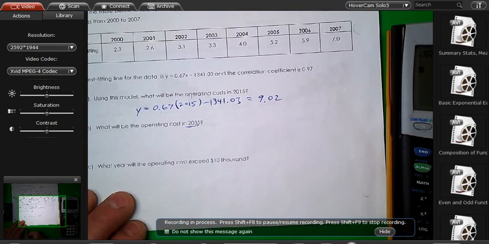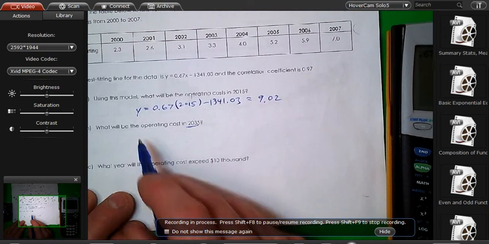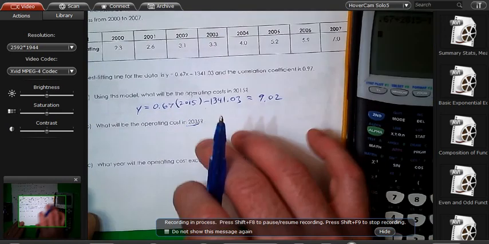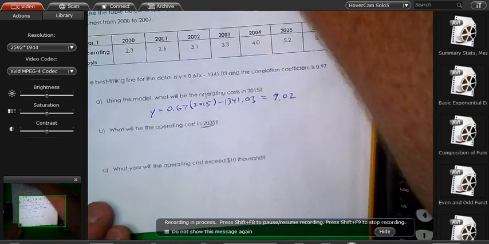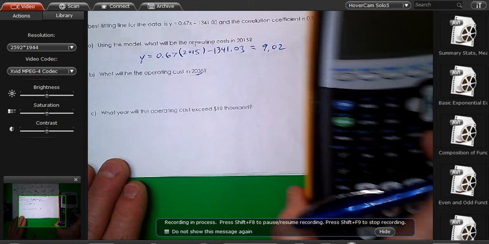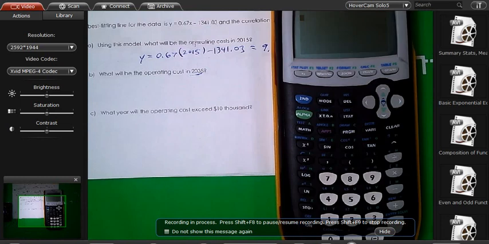And then we're going to skip that and we're going to go to Part C. Because Part C is done a little bit differently. It says, what year will the operating cost exceed $10,000? So what does that $10,000, what value does it represent? The X value or the Y value? It represents the cost, which is what value? The Y. So we're going to plug in 10 for Y in our equation.